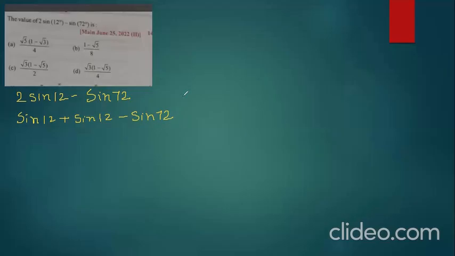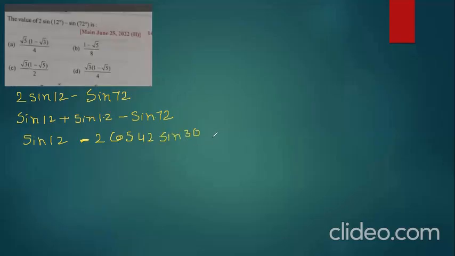So sine 12 and sine 72, this is sine A minus sine B. How do you write sine A minus sine B? I am keeping sine 12, and for sine A minus sine B I can write minus 2 cos, sine 12 minus 42. Then how much will I get? Sine 30, cos 42.